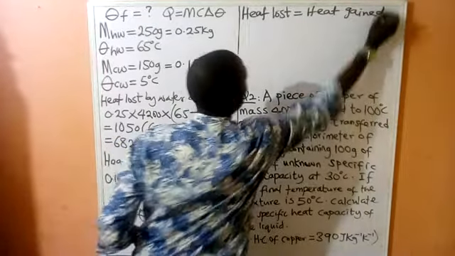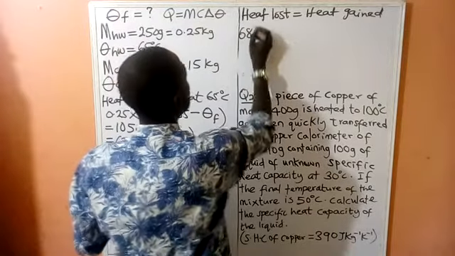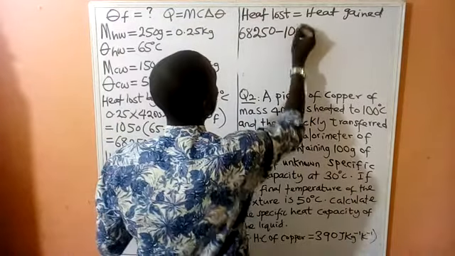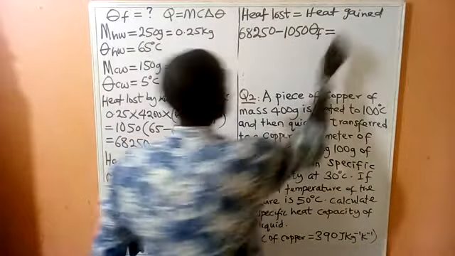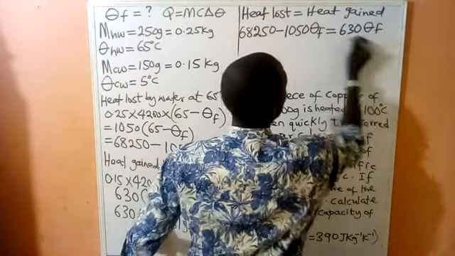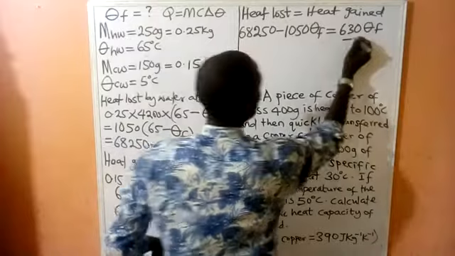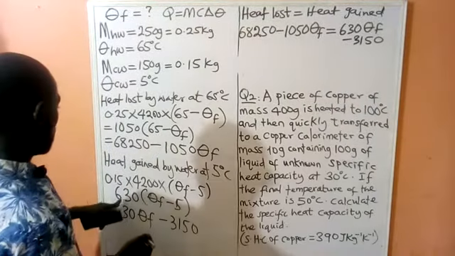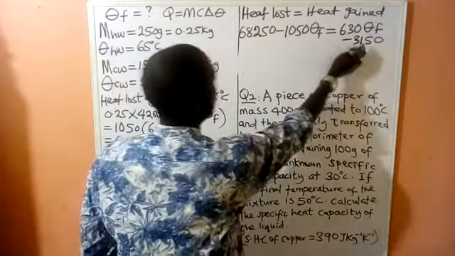So what do I have there? What's the heat loss? 68250 minus 1050 theta F equals the heat gain, which is 630 theta F minus 3150. So we have 3150, that is 630 times 5. So what's the next thing? This one will come here, this one will go here.